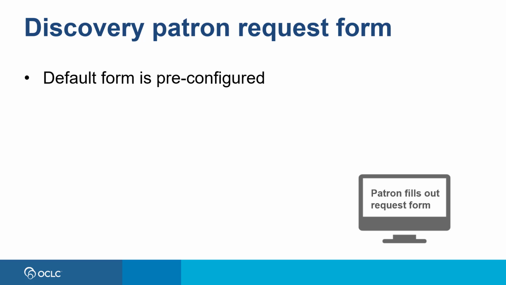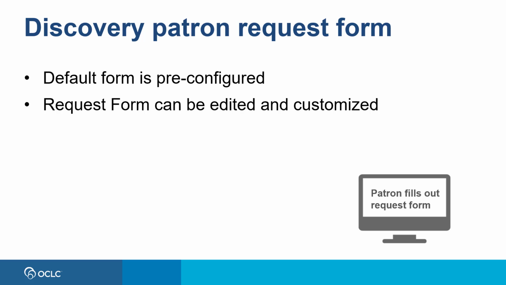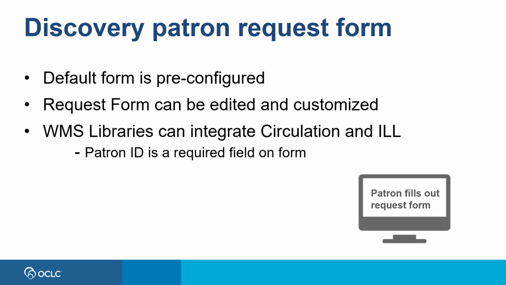There is a default form available in the system. The default form will appear when the Request Item button is clicked on if a user is within the institution's IP address range. Patron requests can be added and customized. Libraries using WorldShare Management Services, WMS, can integrate circulation and ILL, but then the patron ID must be a required field on the form for this to work.